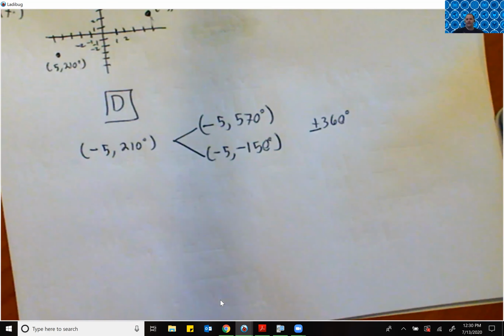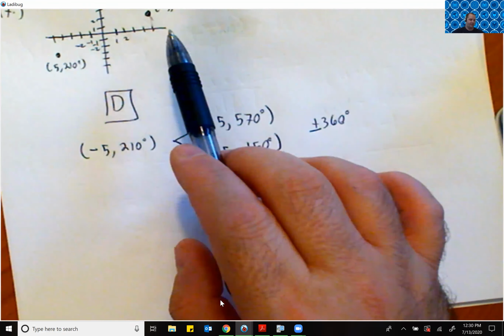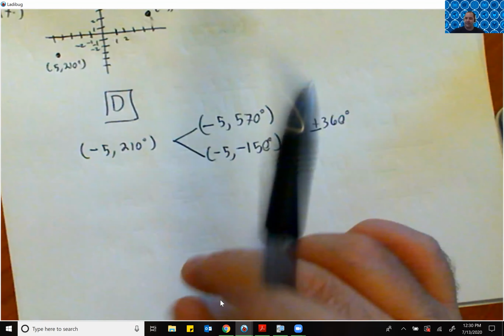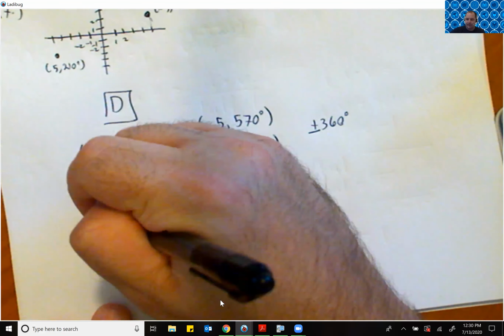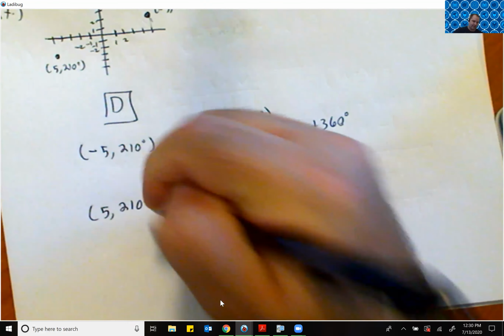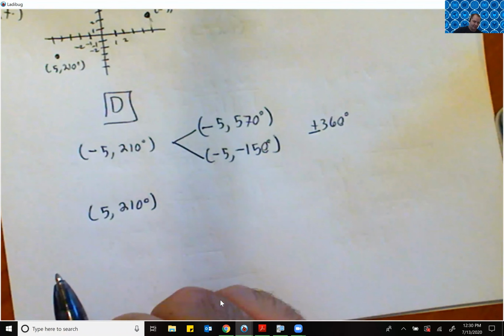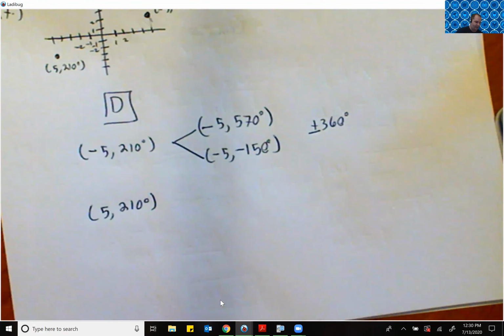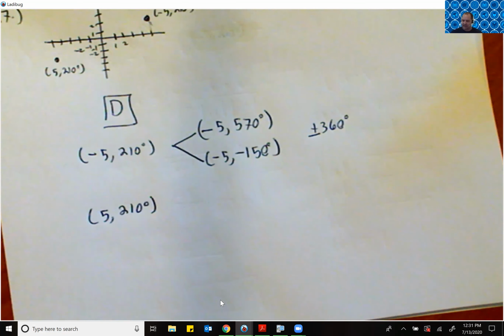The other one that lets us know that it's equivalent to that is when we work with the positive version here, this 5 comma 210 degrees. Okay. And from here, we can take that angle, and I believe we add or subtract 180 to it. Let me double check that. Pretty sure.